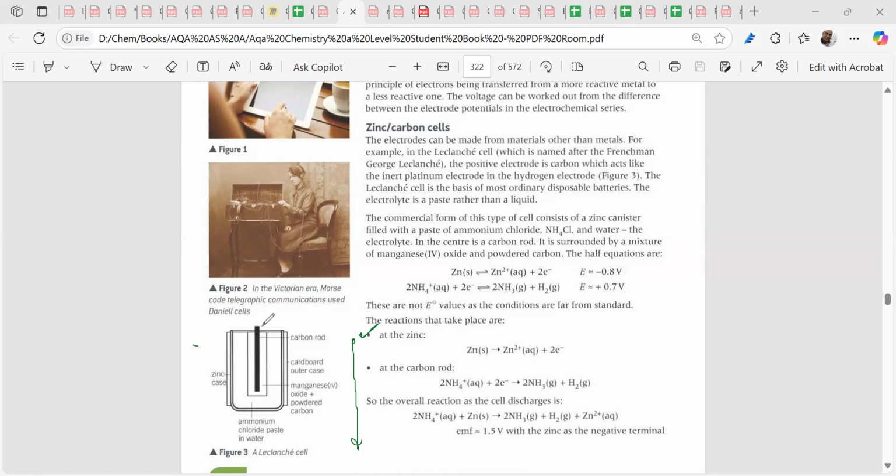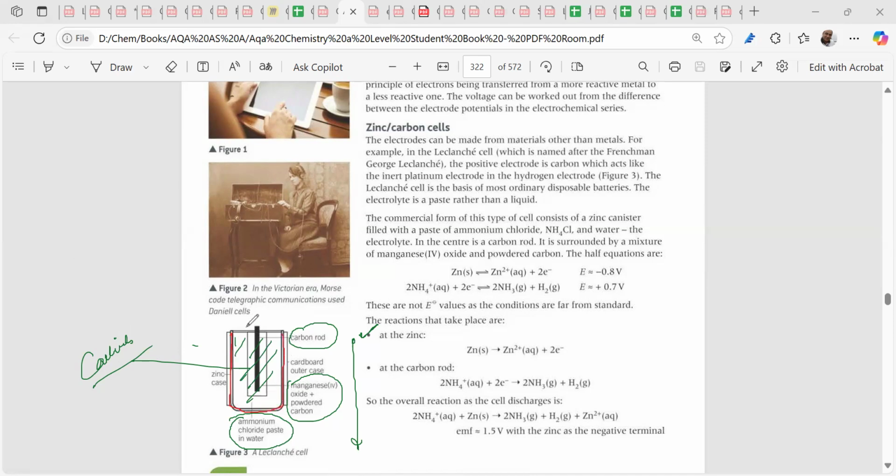You're taking the carbon rod over here, and we're taking a paste of manganese oxide and powdered carbon, and we'll take an ammonium chloride paste. This will be acting as a cathode. Write this down: cathode. And what is acting as an anode? The zinc will be acting as an anode over here.